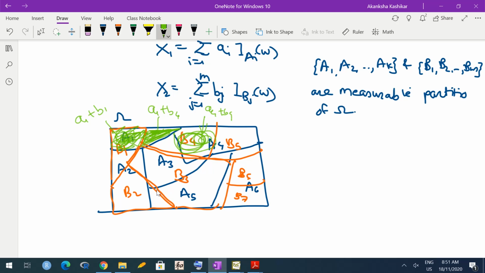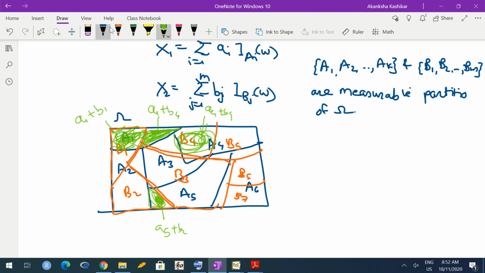Similarly, if I focus on this part, this is coming from B2 and A5. So here it is A5 plus B2. Are you getting what I am trying to show here? Given any omega, we have to check which Ai it is in and which Bj it is in. Depending on that, the value of x1 plus x2 would change. Same thing would happen with x1 into x2, or x1 minus x2, or x1 upon x2. So we kind of have multiple possible values now.